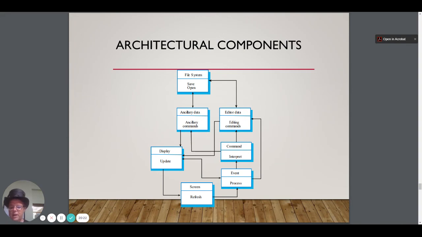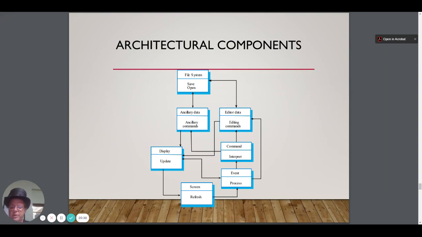Ancillary data: as well as the data structure itself, editors manage other data such as styles and preferences. In this simple architectural model, this is bundled together under ancillary data. Some editor commands, such as a command to initiate a spelling check, are also implemented by this method.